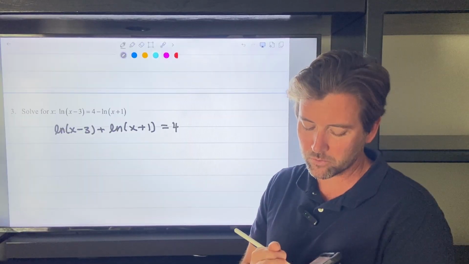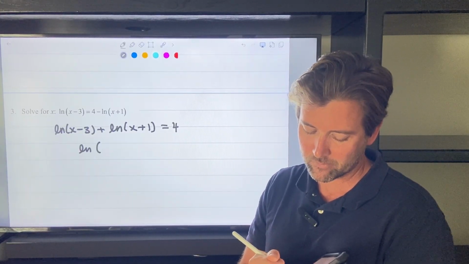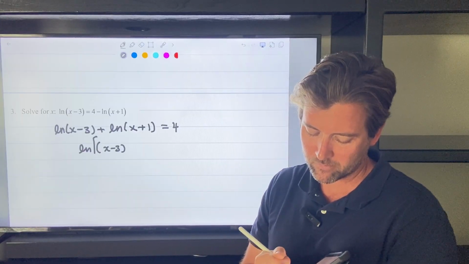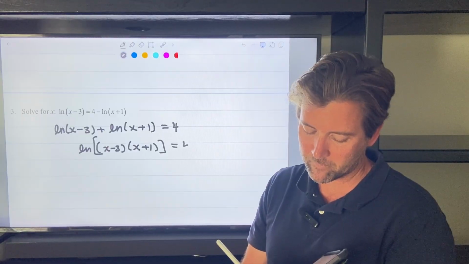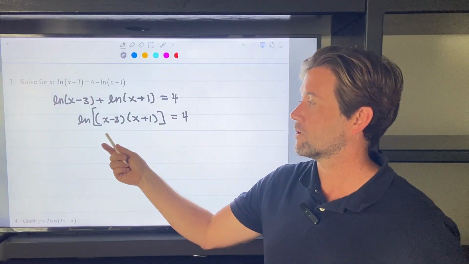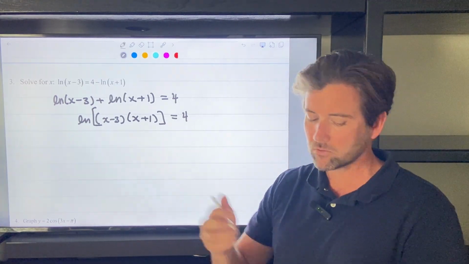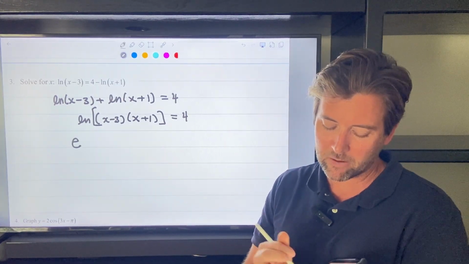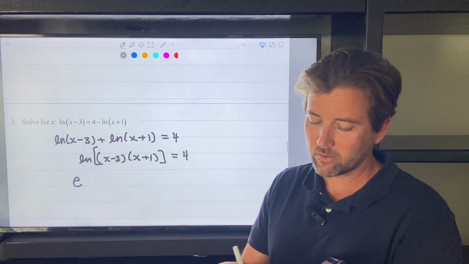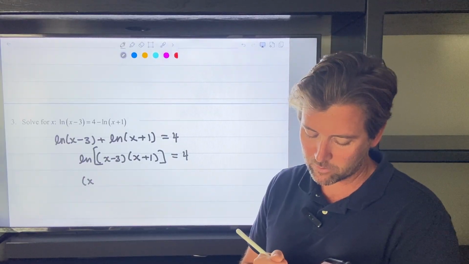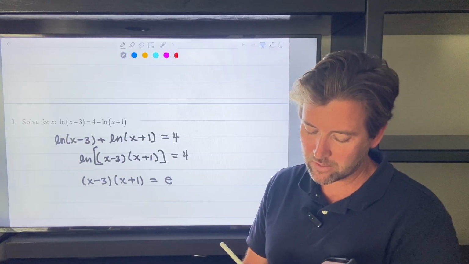Now I'm going to use the product rule to condense this. Now to solve this logarithm, the inverse of natural log of x is e to the x. So to undo the natural log, I'm going to take base e to the power of both sides. And so the left side will become x minus 3 times x plus 1, and the right side is e to the 4th.